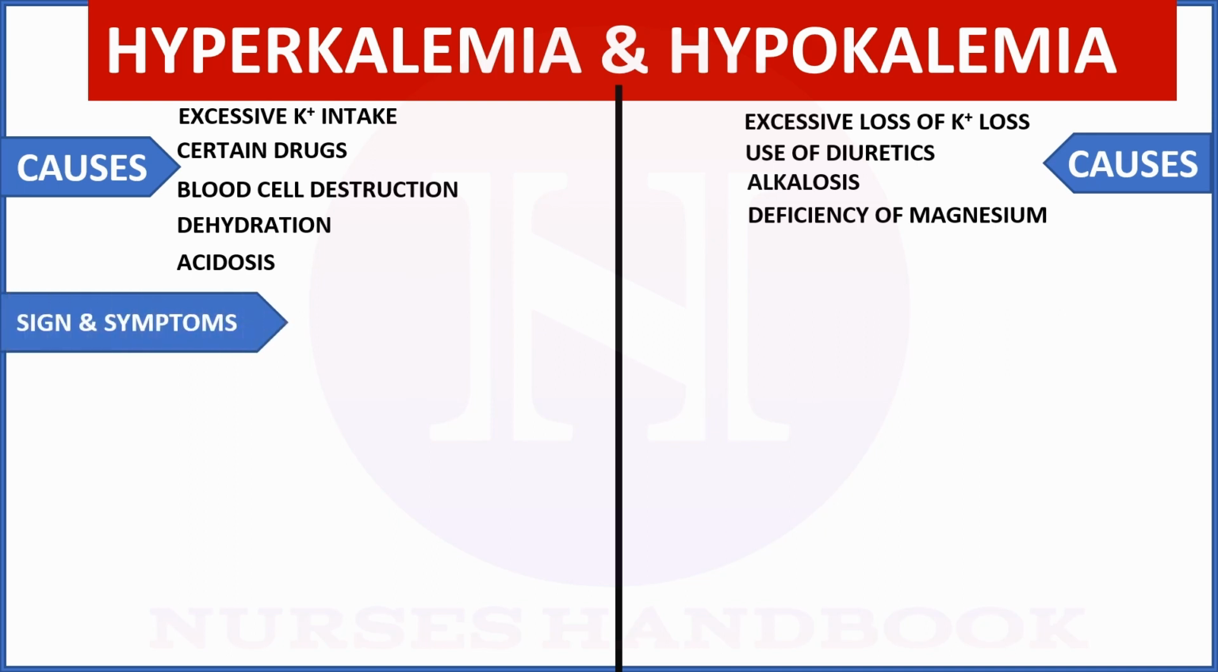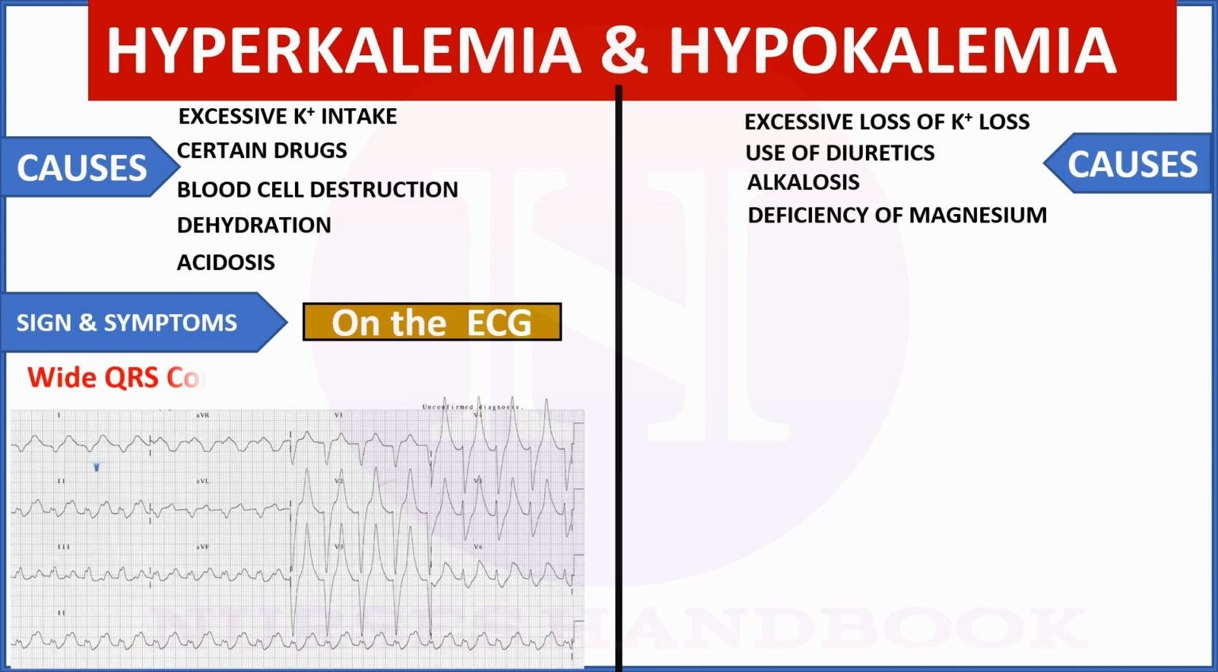Now moving to the signs and symptoms for hyperkalemia. In hyperkalemia, the symptoms may include abdominal pain, diarrhea, chest pain, palpitation, etc. And in the ECG, one may find a wide QRS complex and hyperacute T waves.